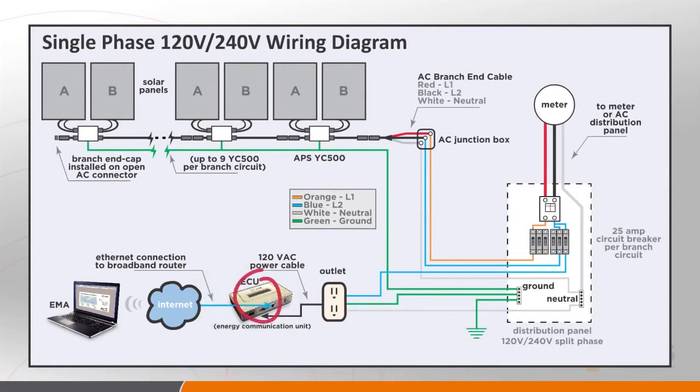A quick word on ECU placement. The ECU is plugged into a standard 120 volt outlet, and you want to get it installed as close electrically as possible to the array to eliminate as many communication problems as possible.